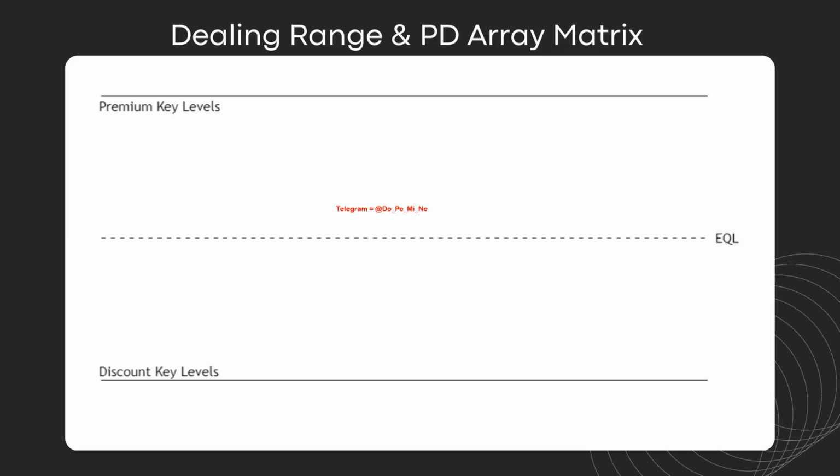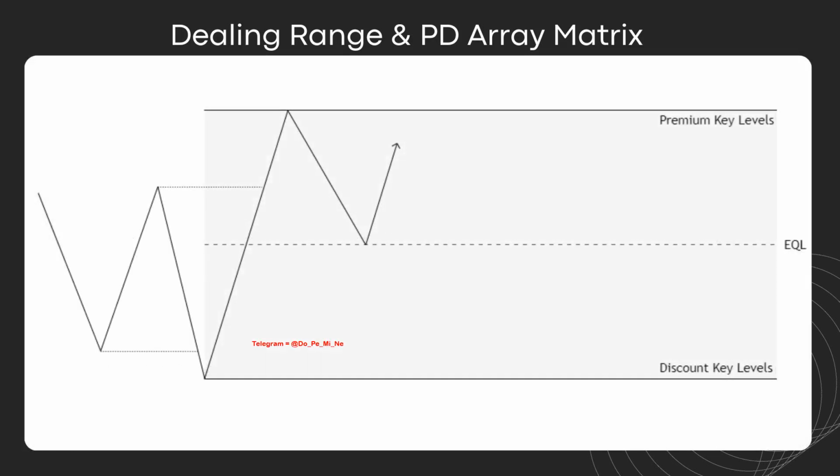Now let's move on to the next slide and discuss dealing ranges in a bullish scenario. Here you can see we've got this range low and range high, right? You can clearly see what happened here is that first of all we took out the range low, and then we went above to take out the range high, and then we closed above it.